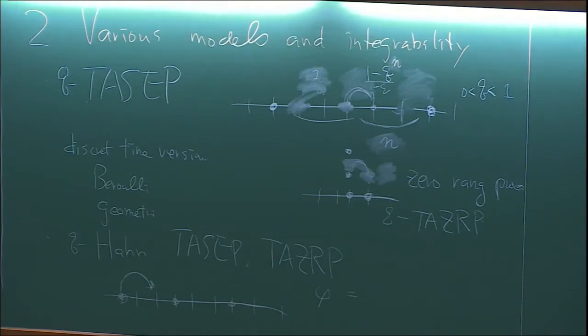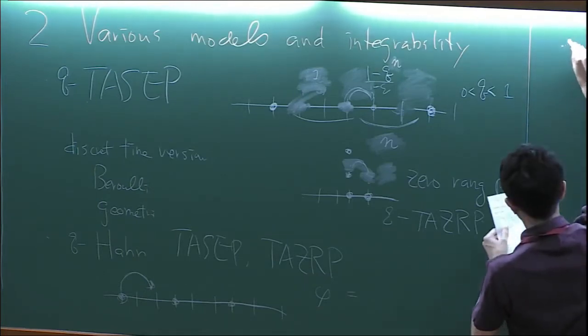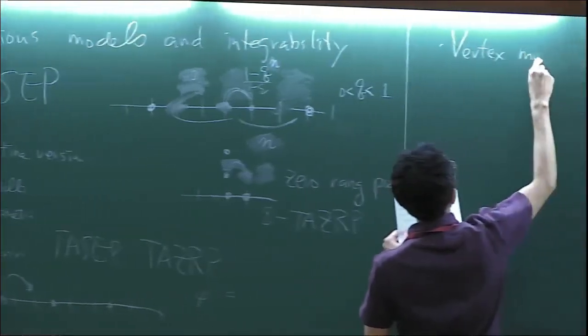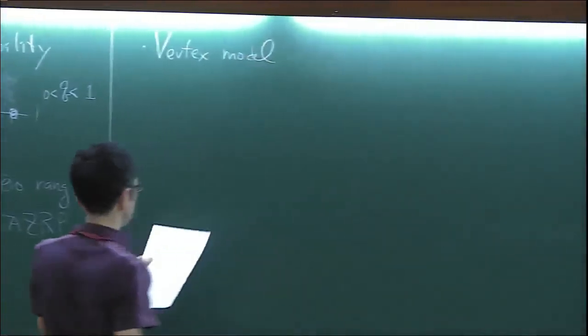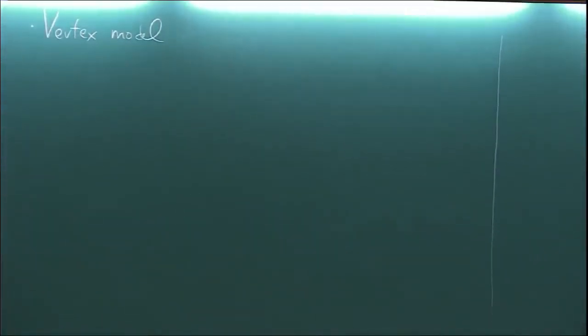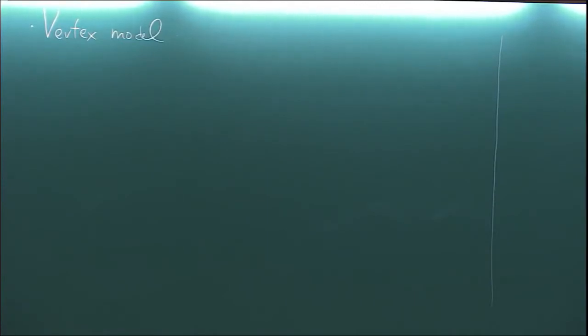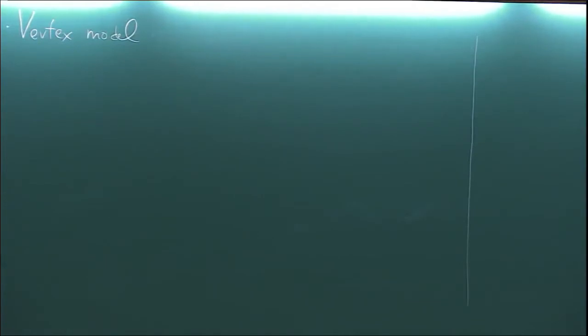Then, next I want to explain vertex models. So basically, first we want to introduce the so-called six-vertex model, and then I want to introduce some generalization of it, especially the so-called stochastic version of the higher spin six-vertex model. So first I start from this vertex model.